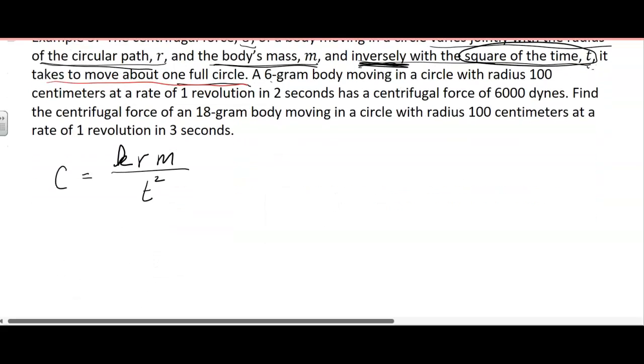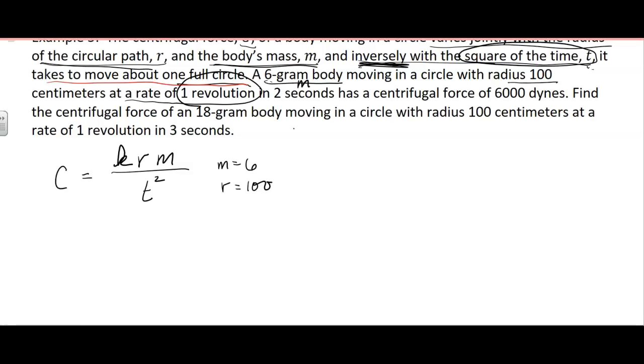Now they're going to give us information. A 6-gram body, that's the mass. So the mass is 6. You could make a little chart for yourself. In a circle with a radius of 100 centimeters. So r is 100. I wanted to double check the radius, but it's 100 centimeters. And at a rate of 1 revolution, that's one time around the circle, at 2 seconds. So my time is 2.